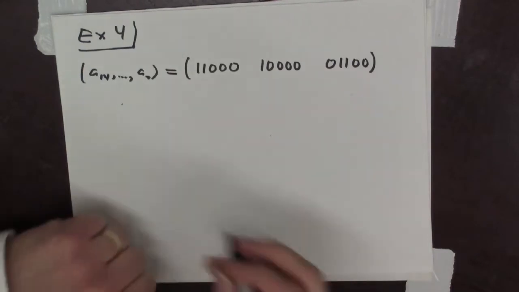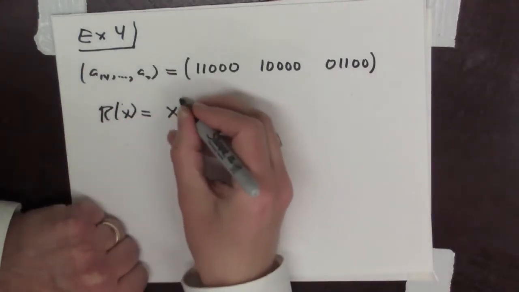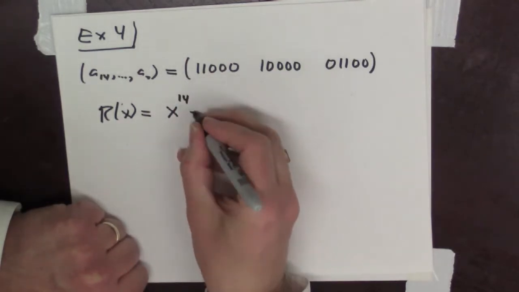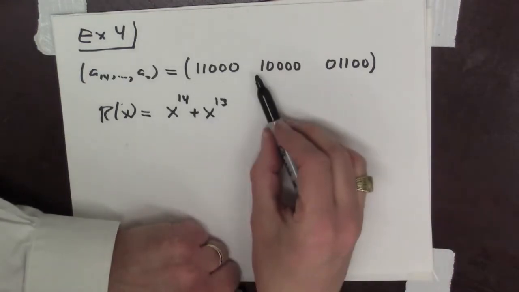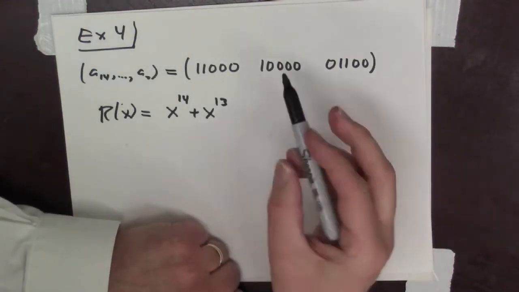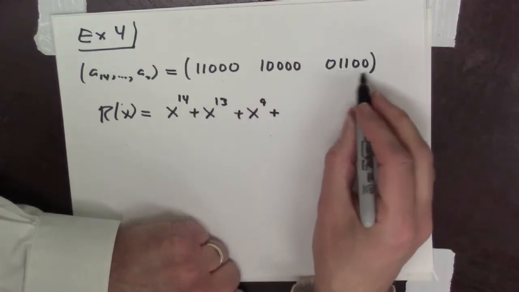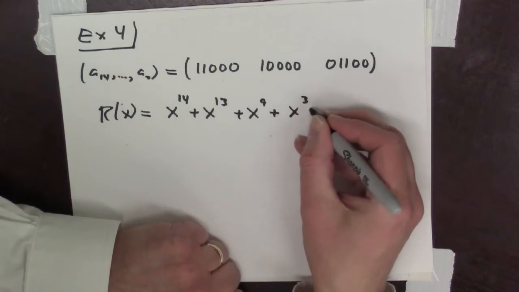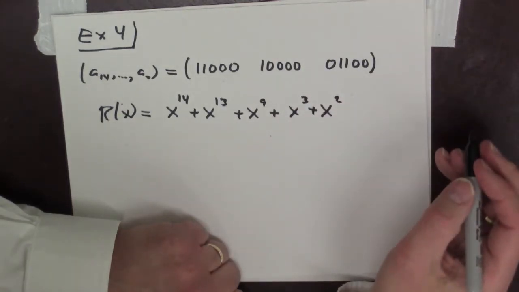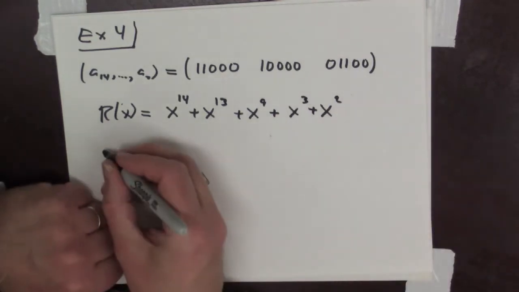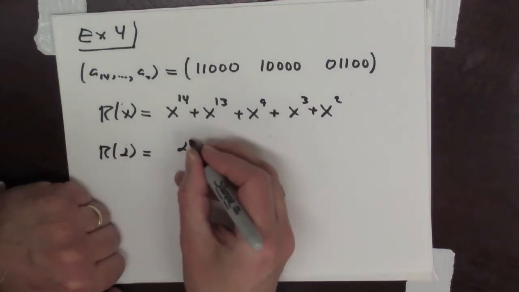Okay, so here for this one, r of x is equal to the 14th bit, the 13th bit, down to the 9th bit, and then the 3rd bit and the 2nd bit. This is nice, we don't have too many monomials. R of alpha, then we can start adding.